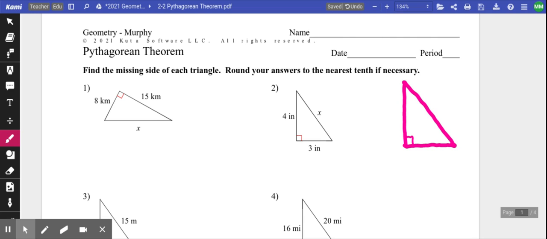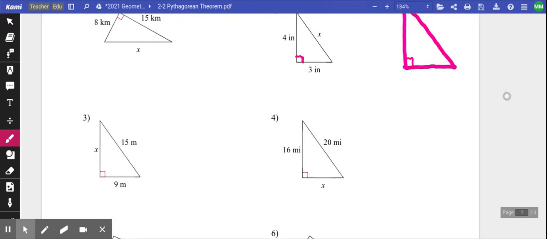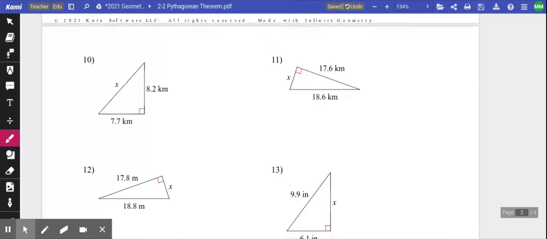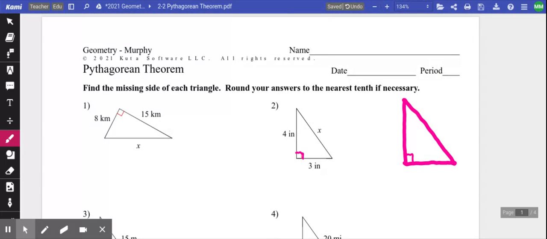Okay, so now what we're doing is the Pythagorean Theorem, where all of these triangles are right triangles. And we know that because they all have this right angle in the triangle. Every single one of the problems that we'll do uses a right triangle, and we have to have a right triangle in order to use the Pythagorean Theorem.